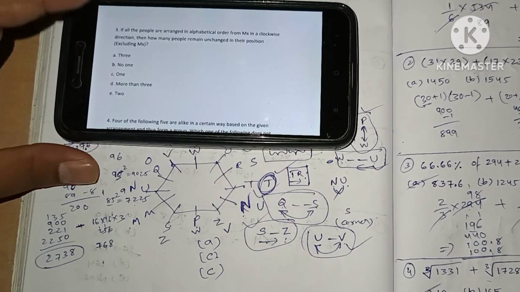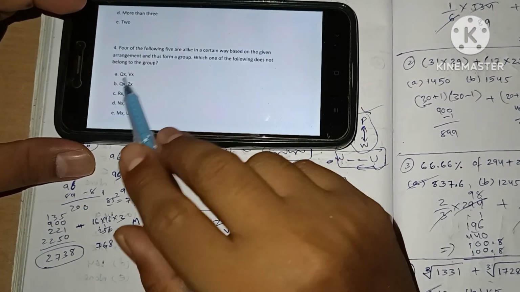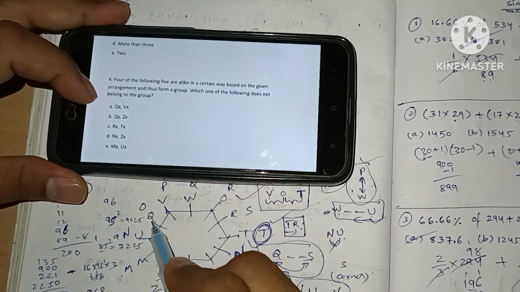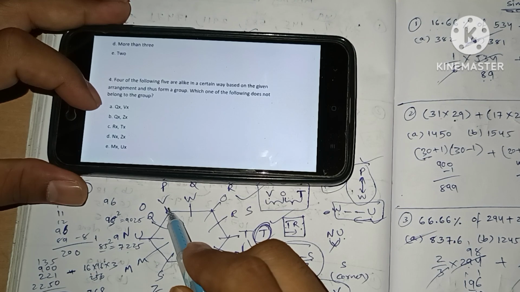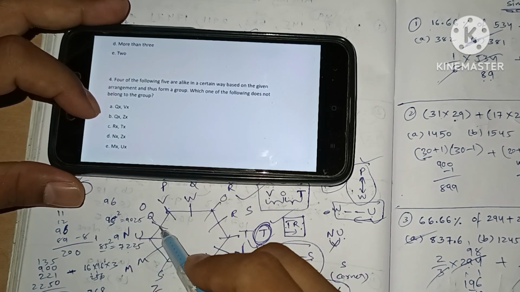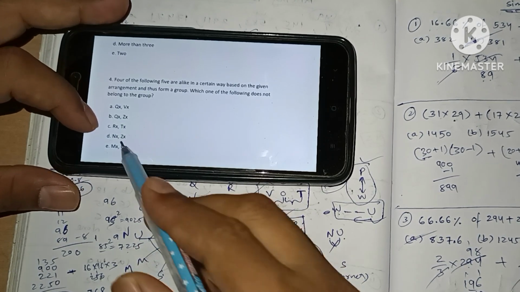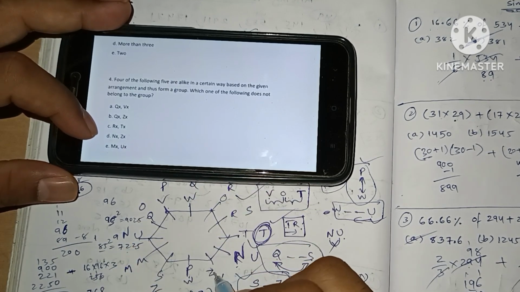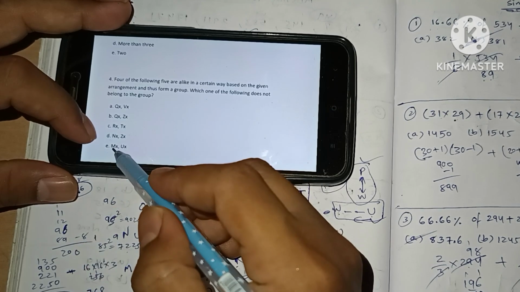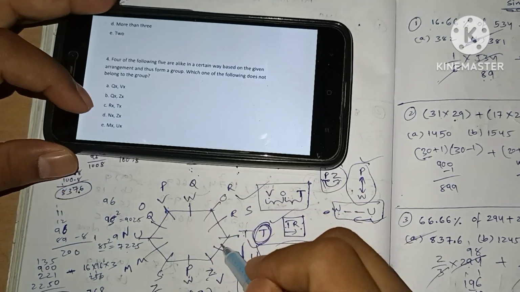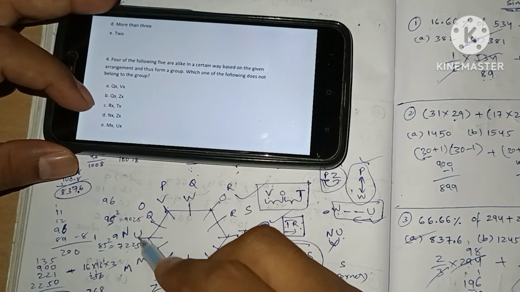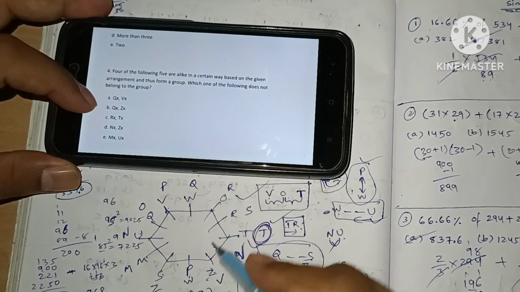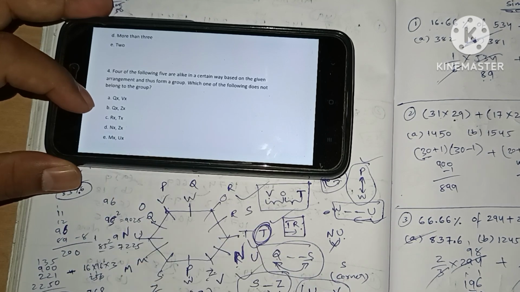Next, fourth question. Four of the five are alike, so we need to find the odd one out. Q and V are immediate to each other. Q and Z are not immediate. R and T are immediate. N and Z, this is N and Z, these are also immediate persons. M and U, where is M? This is M and this is U. These are also immediate persons. So Q and Z is the answer. Option B is our answer.